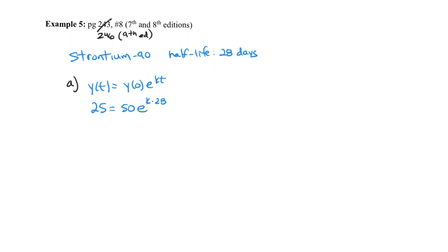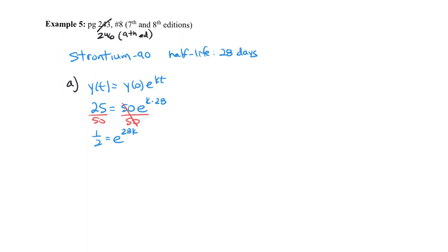And to find k, I need to take the natural log, but first I need to get rid of this 50, right? I need to have the base isolated before I can take the natural log. So I'm going to divide each side by 50. All right, just divide by 50, divide by 50. And then we'll end up with 1/2 equals e to the 28k.